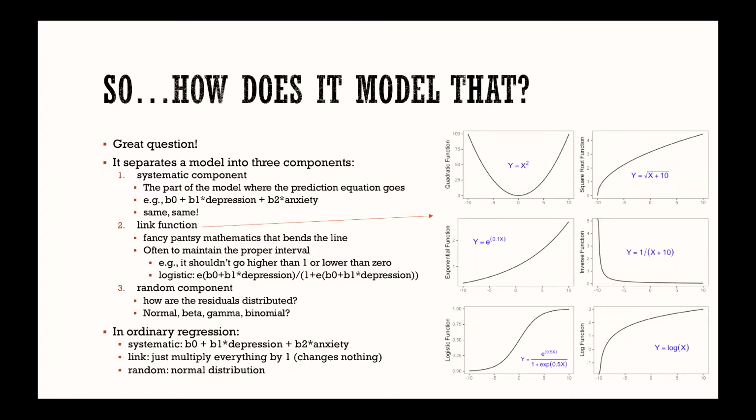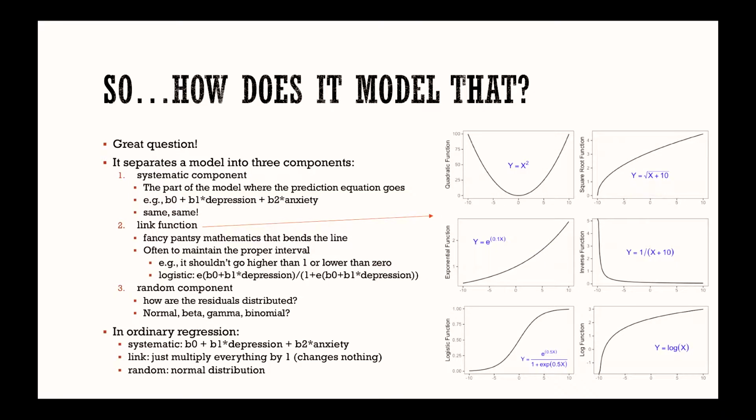So there is the systematic component, which is the part that we are all familiar with. This is the part of the model where the prediction equation goes. So in the past, we've seen equations like B0 plus B1 times depression plus B2 times anxiety. Well, guess what, folks? When you're using a GLM, it's exactly the same. Woohoo! So it's going to be a B0 plus your slopes times your variables. Same. Nothing complicated there. That's awesome. What is different, however, is the link function. So the link function is some fancy mathematics that bends the line. So on the right there, you see several examples of ways that you can bend the line.